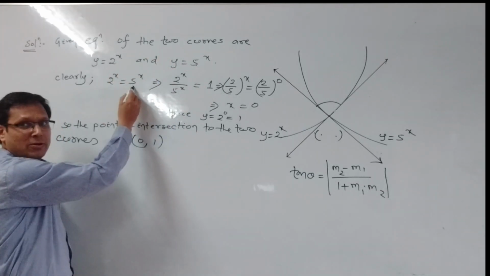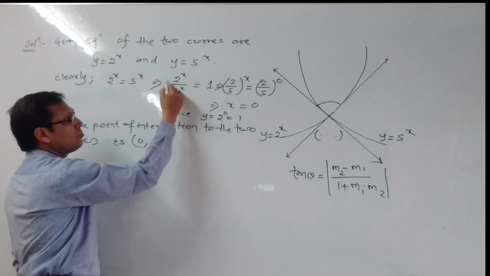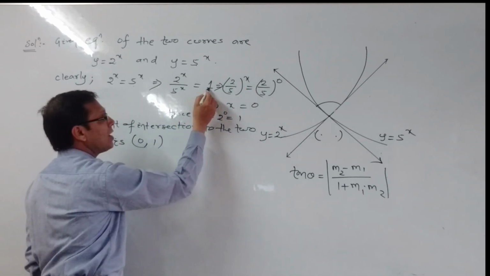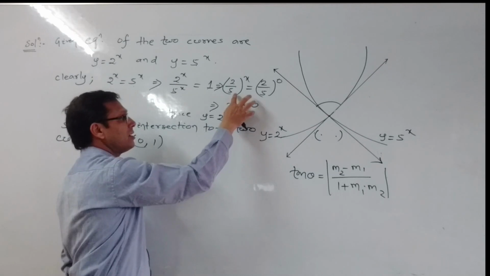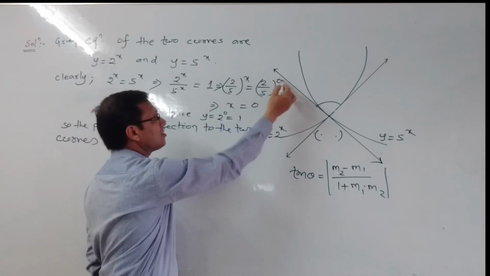2^(πx) = 5^(πx). So 2^(πx) divided by 5^(πx) is equal to 1. That means (2/5)^(πx) is equal to 1, which means (2/5)^(πx) = (2/5)^0. The bases are the same, so the exponents should be equal. That means x is equal to 0.